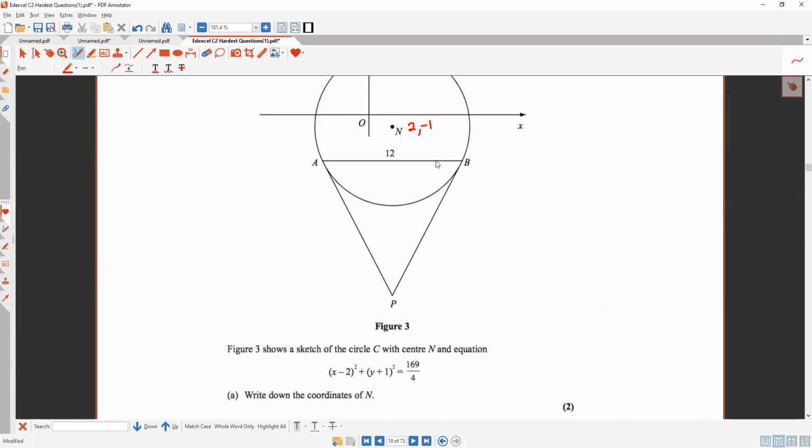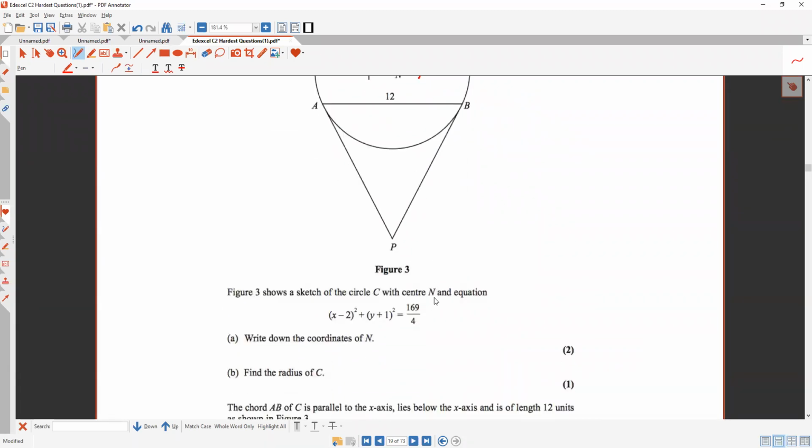Now the radius is going to be the root of 169 by 4. That's for sure. Root of 169 is how much? Root of 169 is 13. 13 by 2 is your radius, and (2, -1) is your answer.